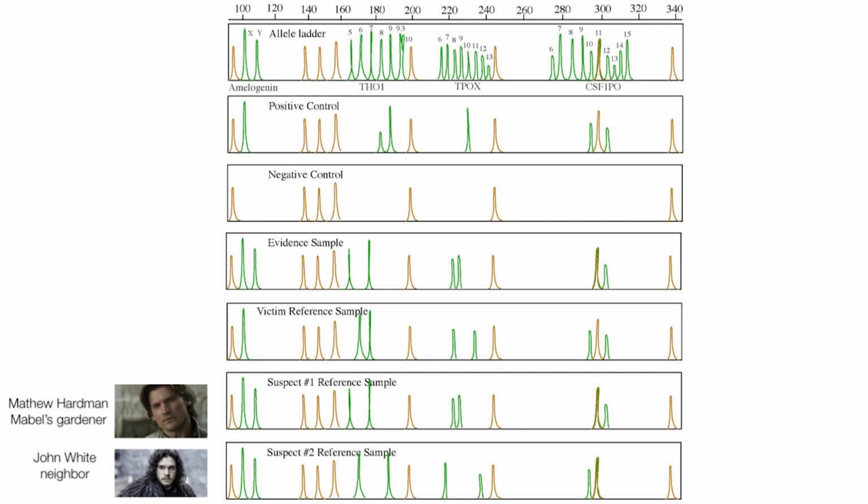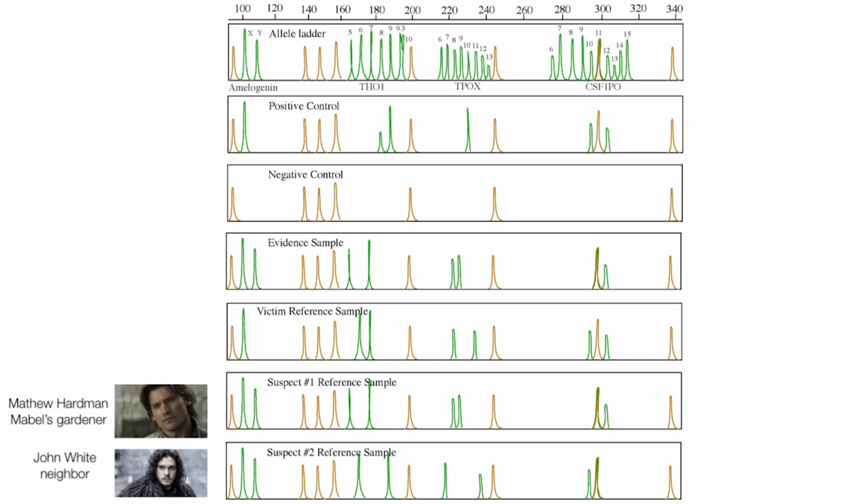So they did STR analysis for these 3 repeat regions. We have a positive control, that's just a sample where we know what we're looking for, a negative control where we have just no DNA. Then we have our evidence sample, the sample of who we think is the murderer. And then we have the victim reference sample, because the issue with some crime scenes is that there's sometimes victim blood present. So we need to compare to that as well, to make sure we're not just identifying the blood of the victim. And then we have our two potential suspects, Matthew Hardman and John White.